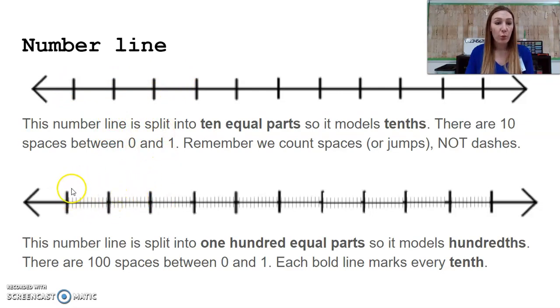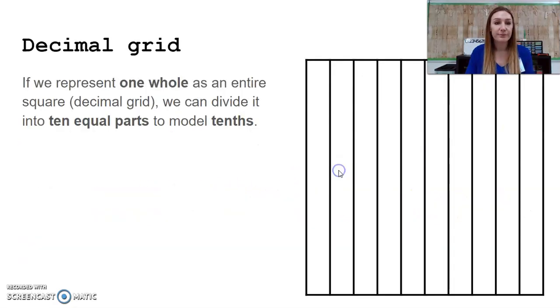So if we took 1/10 and broke it into 10 more smaller pieces, we now have hundredths. If we're jumping from here to here, that's 1/100th. If we jump from here to here, that's 2/100ths. So that means there are 100 pieces now that we broke that number line into.